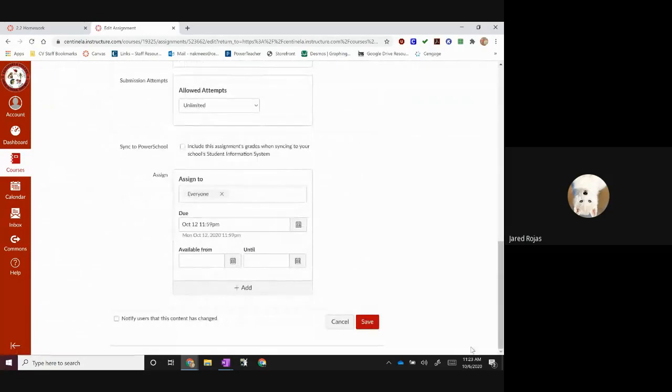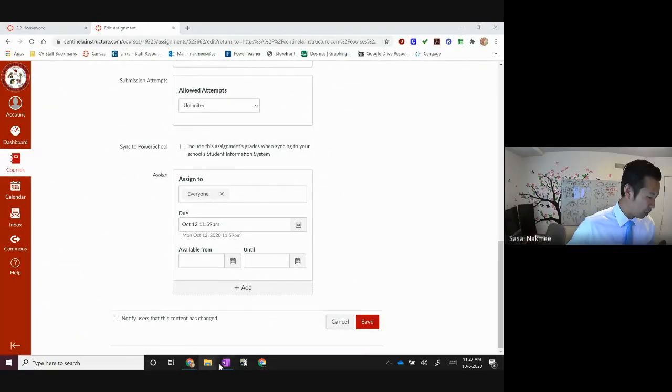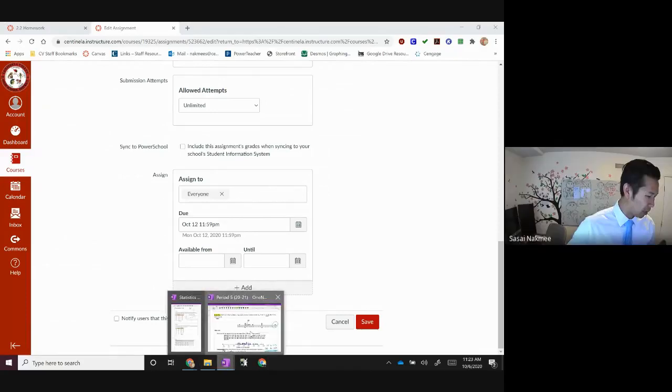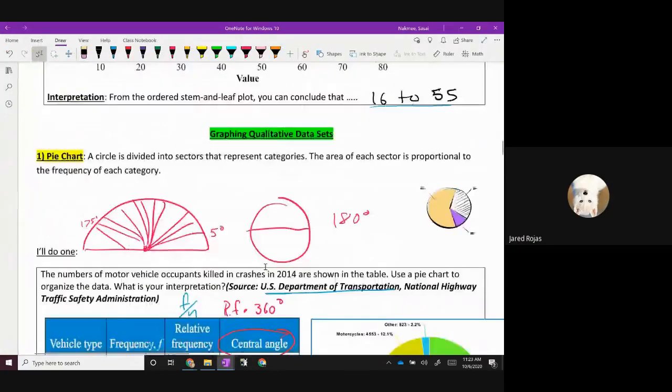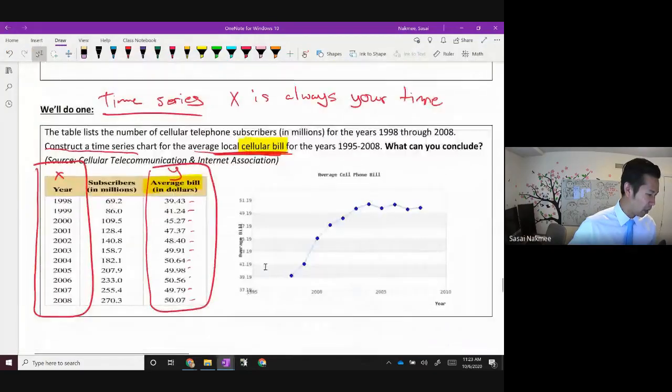Hey, Mr. Nakam, we could go back to that graph that we just made. Oh, sure. Give me a second. My tab just completely crashed on me. No worries. Let me go ahead, and this is it right here.